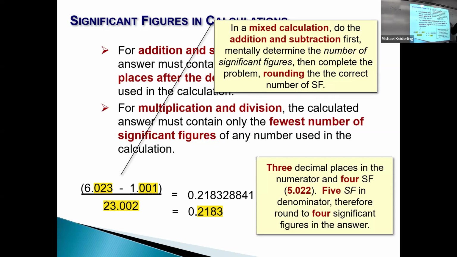So in general, if you're being precise, you do the addition and subtraction first, calculate the correct number of significant figures, and then do the rest. But in general, you can always just do your calculations and choose the least number of significant figures. That will always be safe.